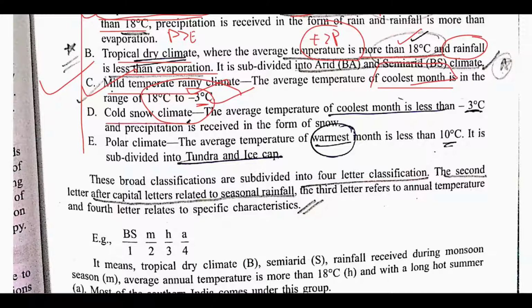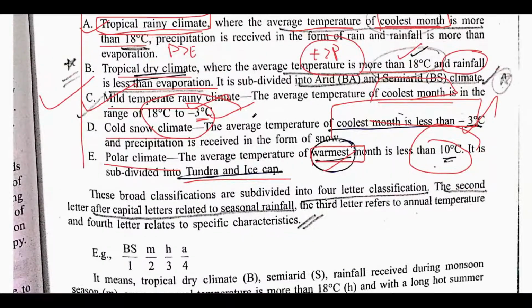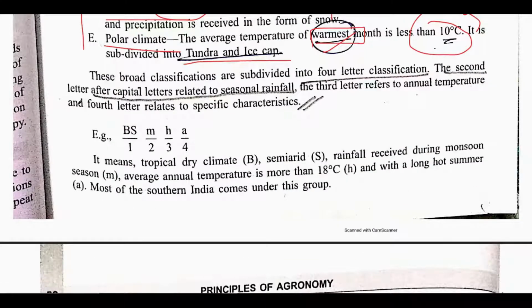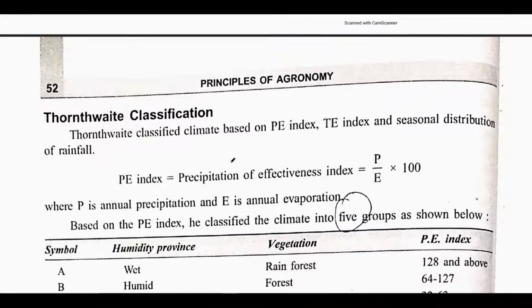While in case of cold snow climate, the temperature of the coolest month is less than minus 3 degrees Celsius. While in case of polar climate, the average temperature of the warmest month, it is not coolest, is less than 10 degrees Celsius. It is subdivided into tundra and ice cap. The same is the case with tropical dry climate. It is further divided into arid and semi-arid climates. This is basically for understanding purposes, so you can skip this, or go through it once. You'll come to know how its classification is done.